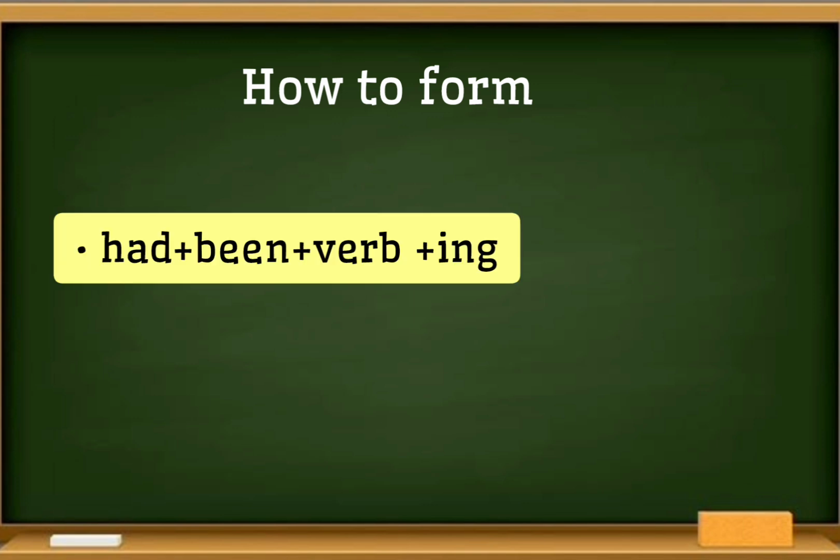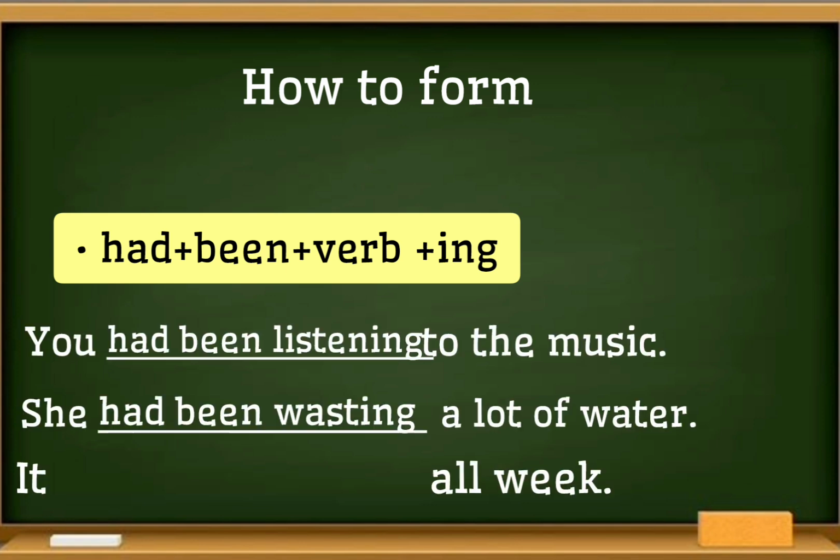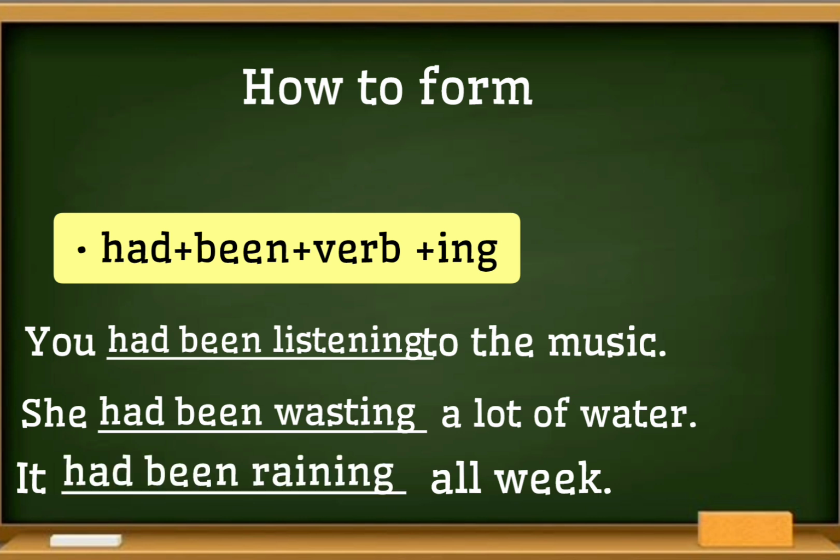For that, we need auxiliary to have past form, which is had, plus verb to be, which is been, plus verb infinitive form plus ing. For example, you had been listening to the music. She had been wasting a lot of water. It had been raining all week.